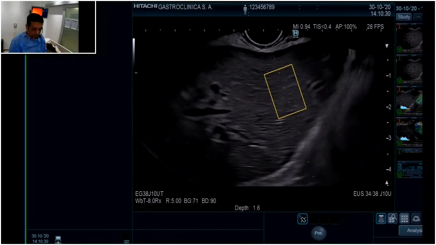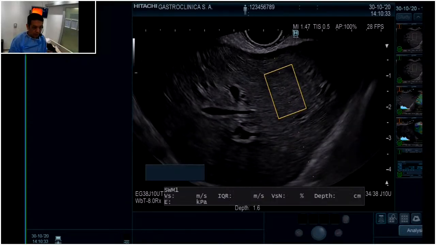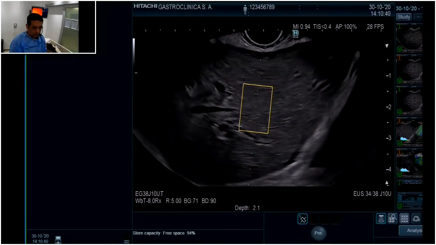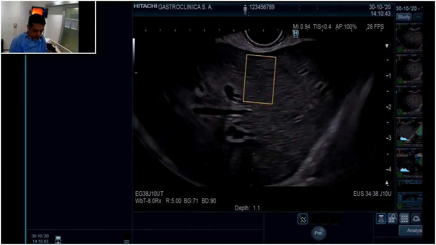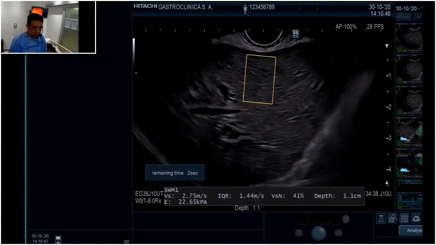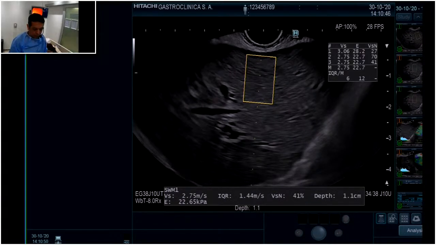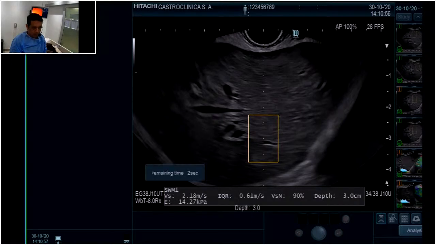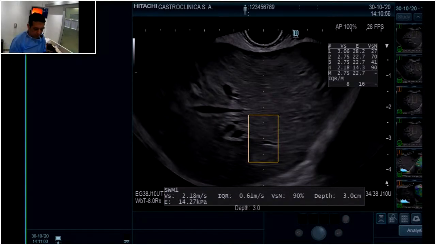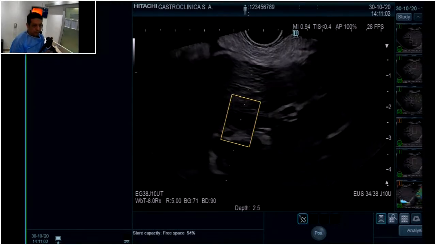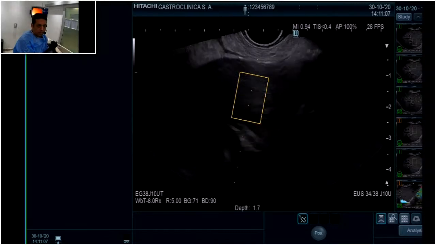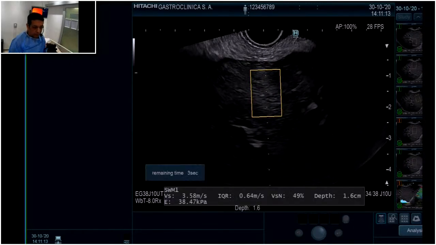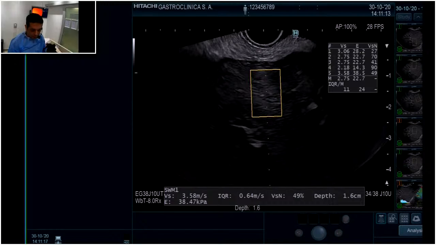So we can take samples from different areas. 22 kilopascal. Let me see here. Again, 22 kilopascal. Fourteen kilopascal. It's like you are taking biopsy from a lot of areas of the liver, okay? I'm going to take this here. 38 kilopascal. This is very hard tissue.